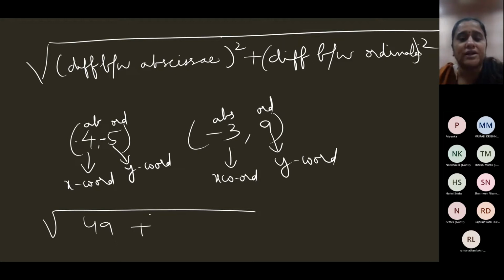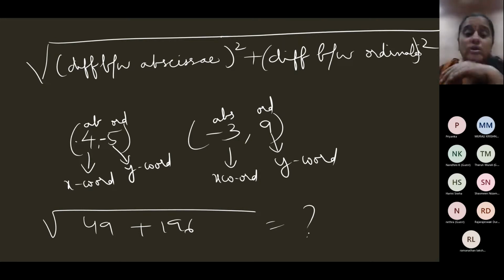Plus the difference between ordinates. Any order you subtract the ordinates. So 9 minus 5, or 9 plus 5, 14. 14 square, 196. You can also say the difference between ordinates the whole square plus the difference between abscissae the whole square.